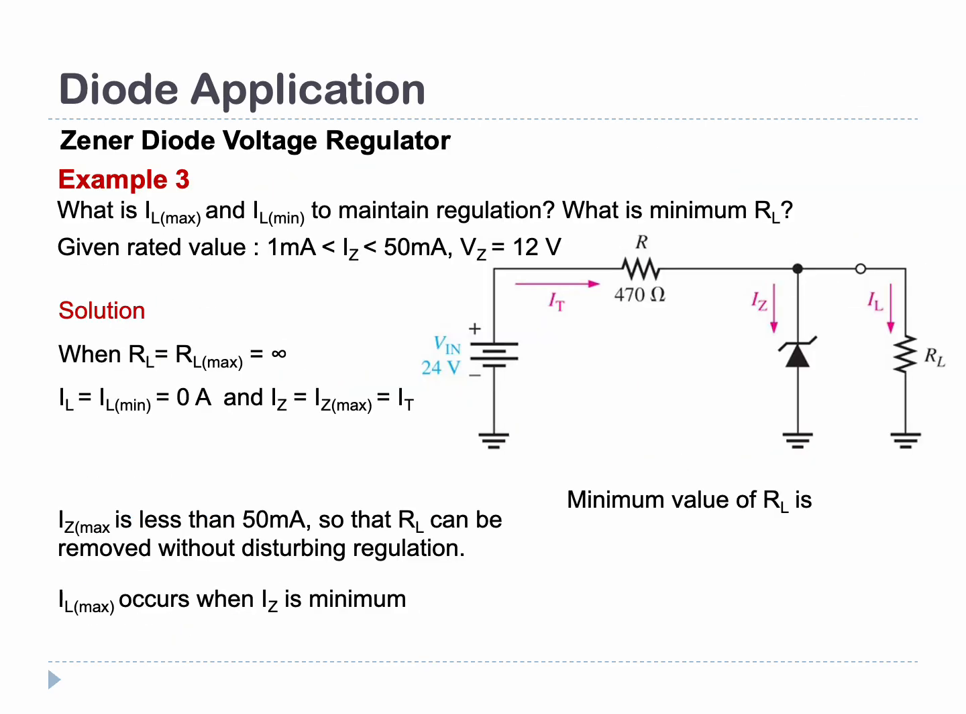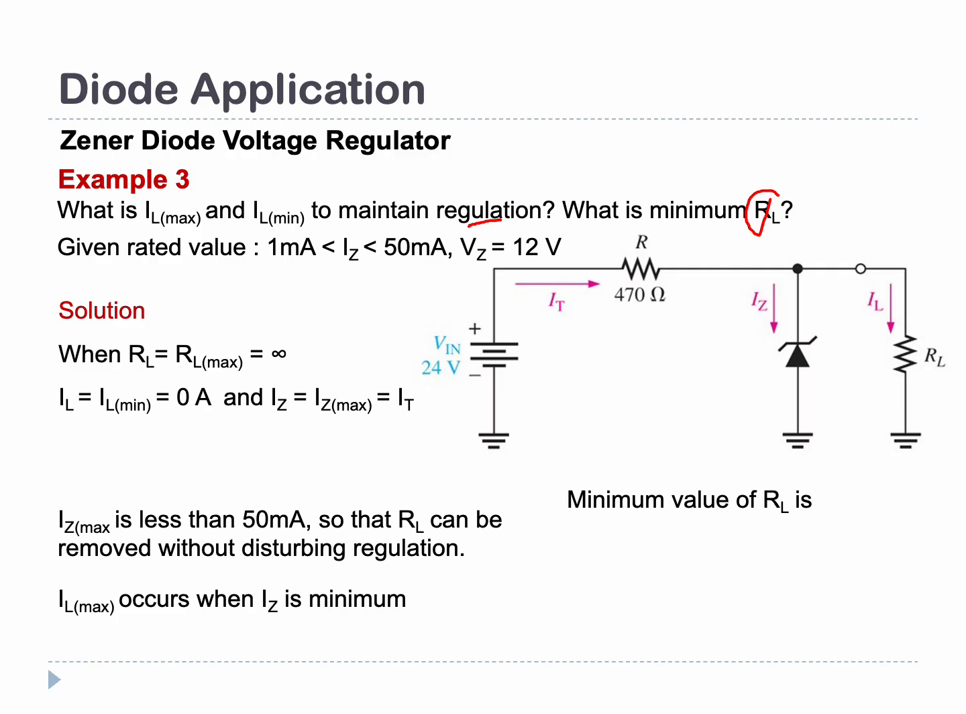Alright, so now let's look at example number 3. What is the IL max and IL min to maintain the regulation? What is the minimum RL? Given the rated values, these are the range of the current that should flow inside the diode. The minimum current value is 1 milliampere and the maximum current value is 50 milliampere, and the zener voltage is 12 volts.